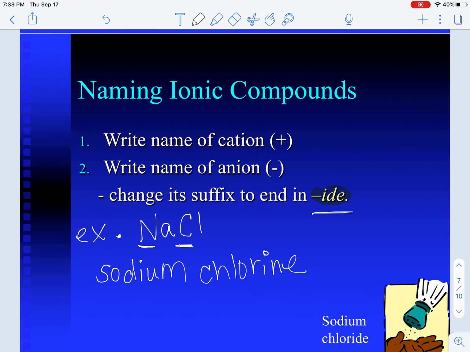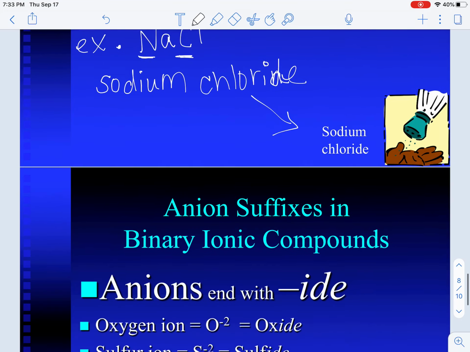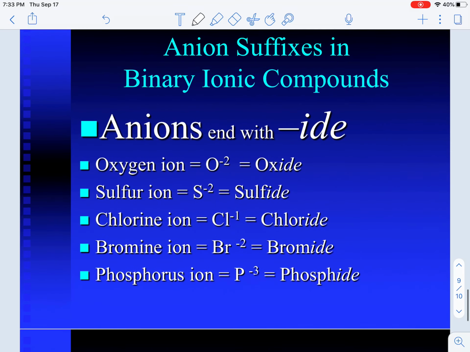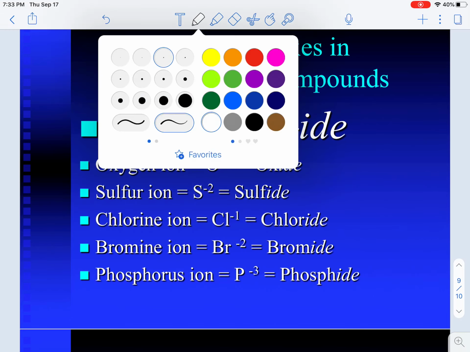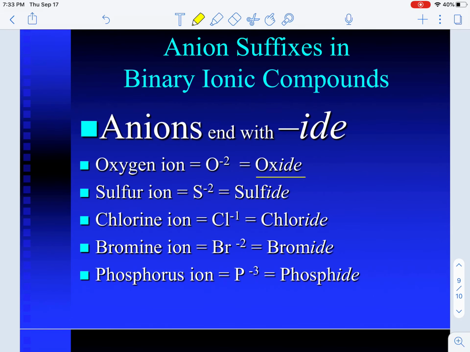Okay, except to show that it's now bonded and it's made a new complete substance, a new compound, we're going to change the ending to IDE. So instead of it being chlorine, that N changes to a D, chloride, as you see down here by the salt shaker. All those anions, for the most part, change to IDE. The halogens are the easiest. Bromine, bromide. Sulfur, sulfide. Chlorine, chloride. Some of them get a little tricky, though, like oxygen. Instead of oxygen, it becomes oxide.